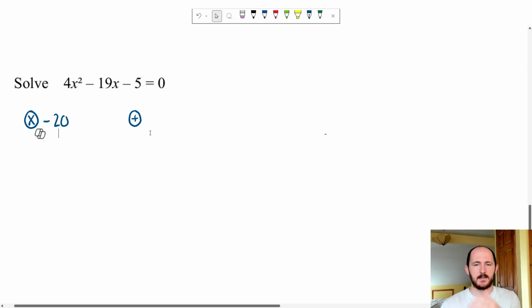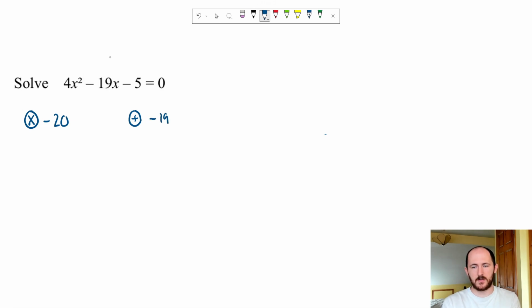Do the same thing with the add. That's just the coefficient of x, so it's negative 19. So looking for two numbers that multiply to negative 20 and add to minus 19. You can again write on the side all of the different factors of 20, and then you're just making one of them negative so it multiplies to a negative.